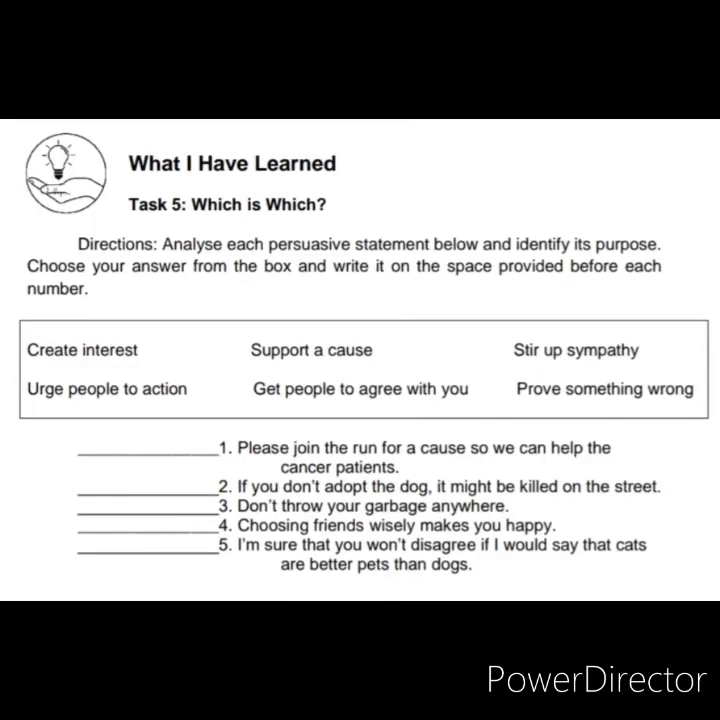This time, let us do task 5, which is which. Analyze each persuasive statement below and identify its purpose. Choose your answer from the box and write it on the space provided before each number. Choices are: create interest, urge people to action, support a cause, get people to agree with you, stir up sympathy, prove something wrong. The screen will be paused for 5 minutes for you to accomplish the task.